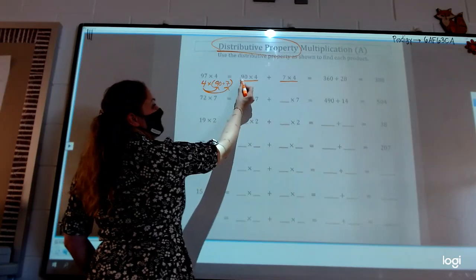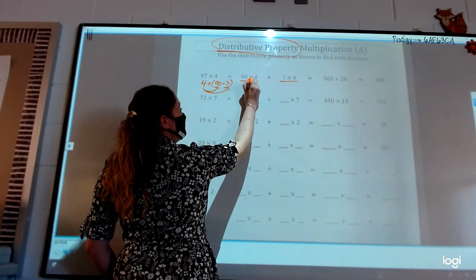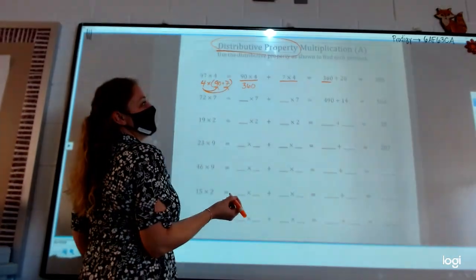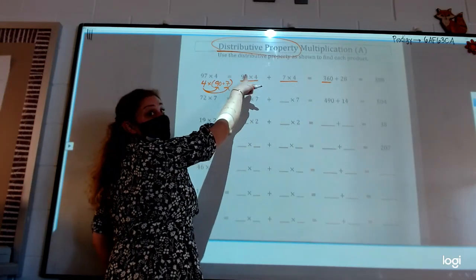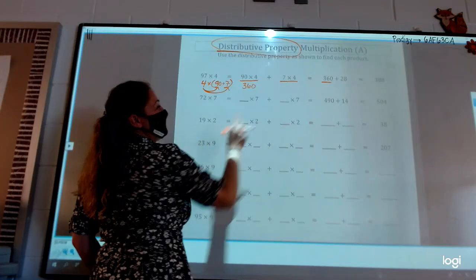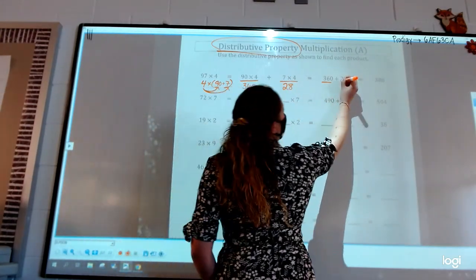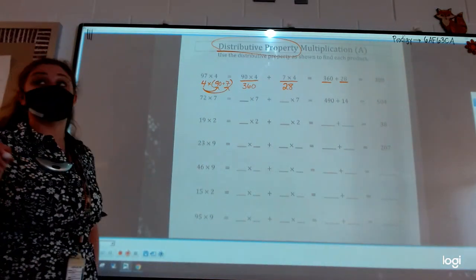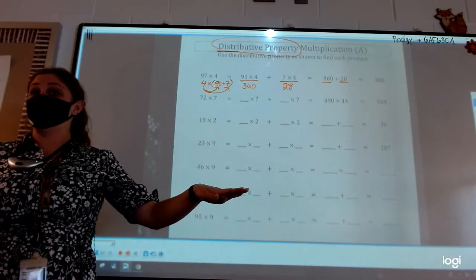So then once I have 90 times 4, if we do that math, we know that that is 360, which is here. How is that 360? Because we cover the 0, remember. 9 times 4 is 36. Add a 0. 7 times 4 is 28, which they wrote right here. And the total answer, if we add it all up, we would get 388. So we're doing the same thing. It just looks a little bit different.